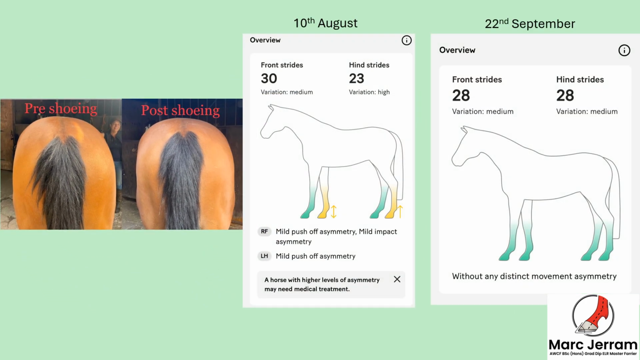So, short period of time, we can see the initial findings show a left hind mild push-off asymmetry and the right front as well with the impact and push-off. This all showed marked improvement at that time, and when it came to the subsequent shoeing, repeated the assessment and that flagged up no asymmetry present whatsoever.